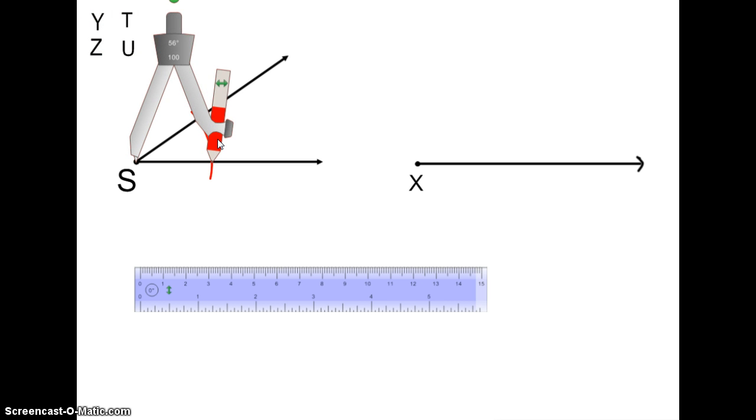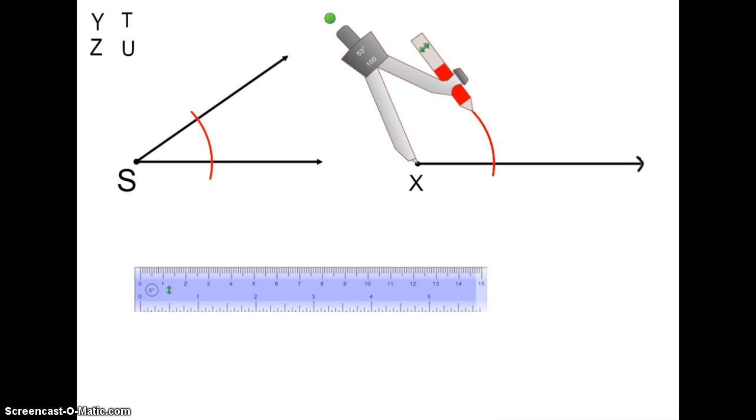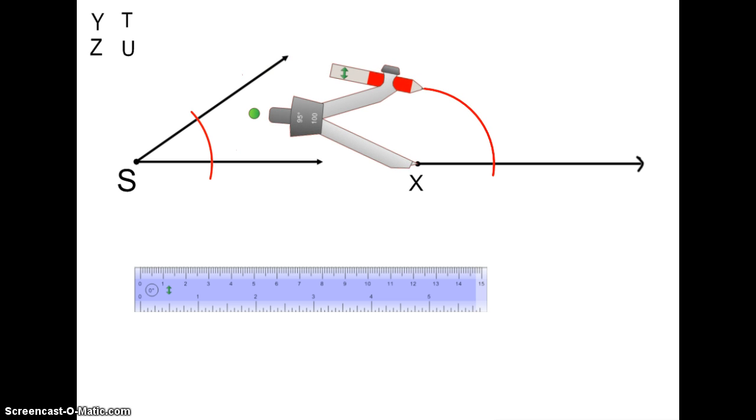Now if you go back and look at your directions, step 3 says, in all caps, without changing the compass, place the point on X, which is the vertex of our new angle, and make the same mark. Now what I would do is I would go really far. Notice that this arc is larger than this arc. That's okay. You're going to want to do that.